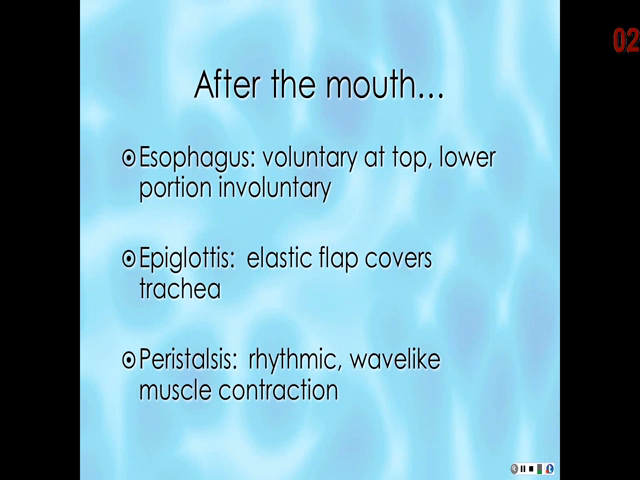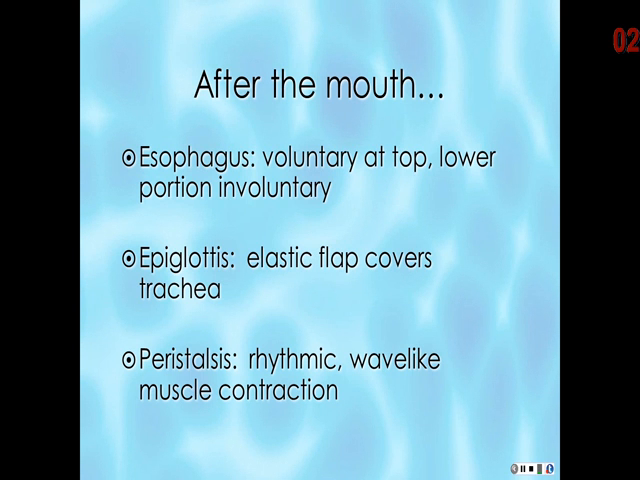The esophagus is the tube that connects the mouth to the stomach. The upper portion of the esophagus is under voluntary control, but the lower portion is involuntary. You have noticed this if you swallow something too large or too hot. You cannot choose to make it go down any faster.